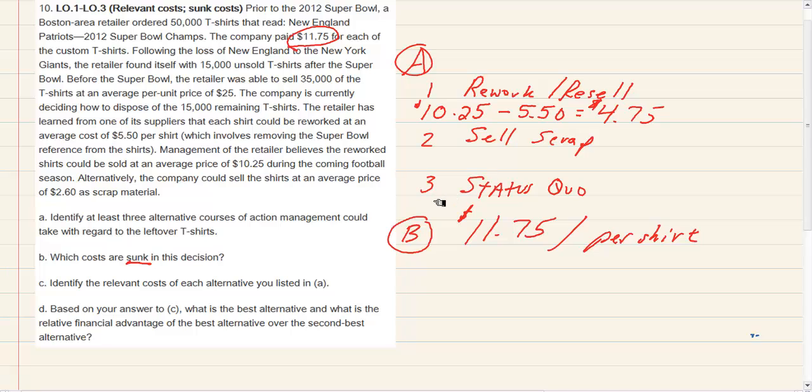The other option we had was to sell for scrap. The relevant number in that would be $2.60. It wouldn't cost us anything to do that. We just straight up sell them for scrap, so that would all be profit.